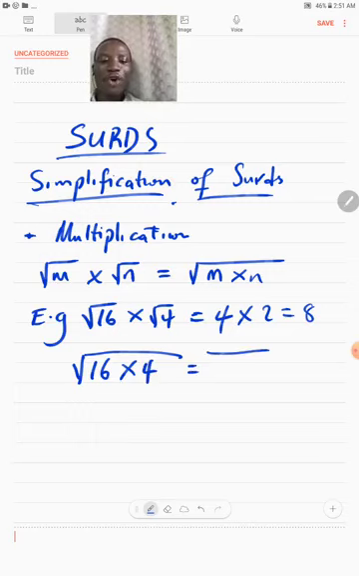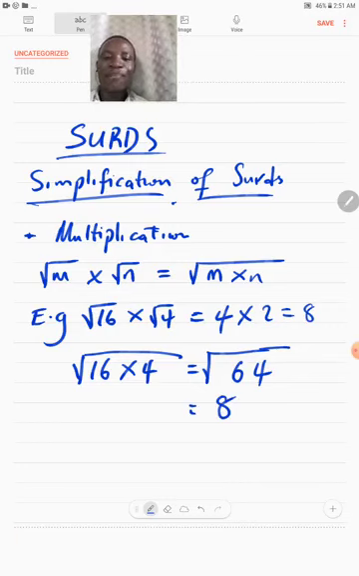Then we have all root 16 times 4. If you multiply this directly, it's going to give me 64. So what is the square root of 64? Square root of 64 will give me 8. This actually proves that either we have the roots separated on each of the numbers like this, or we have the root covering both of them like an umbrella like this. The answer will still be the same.